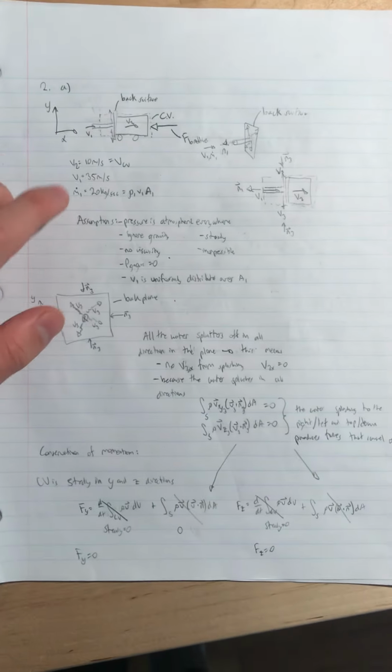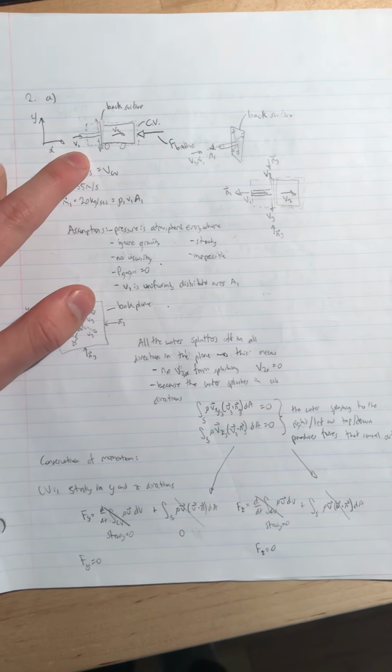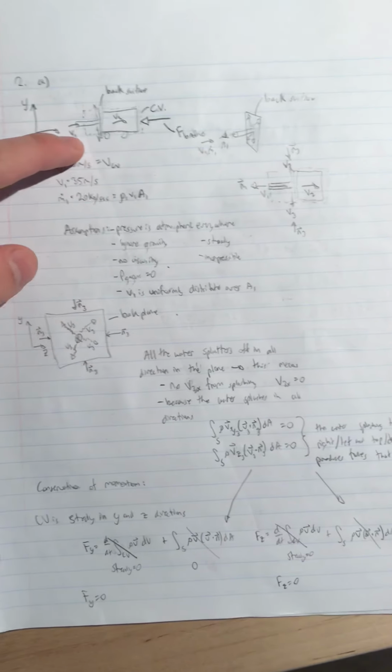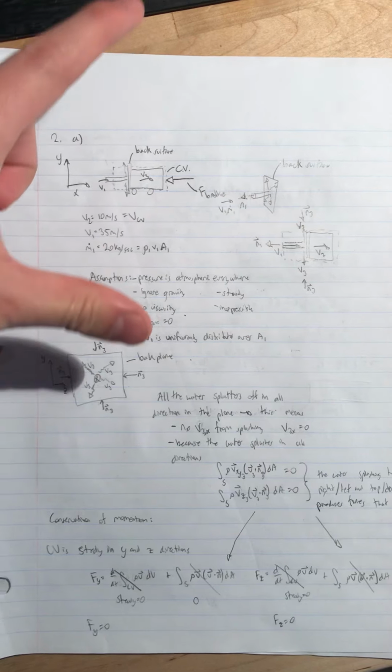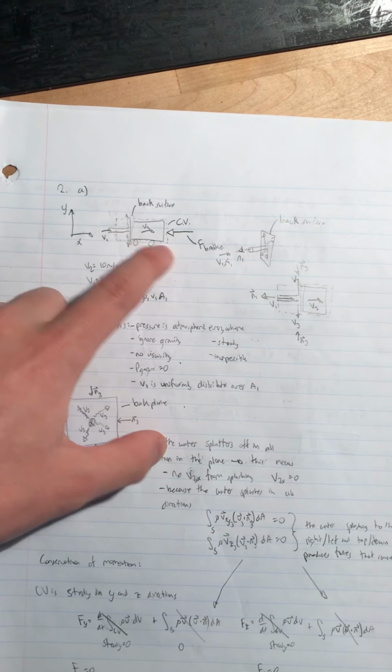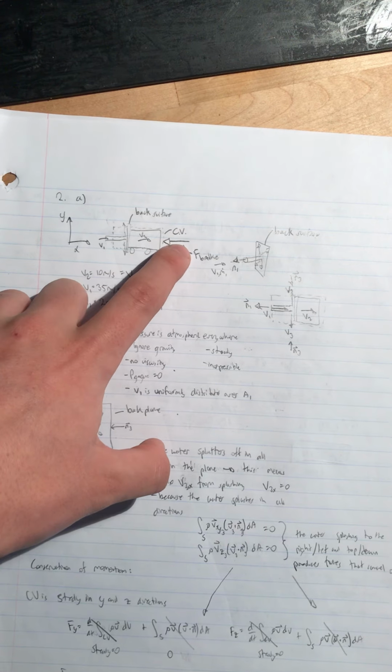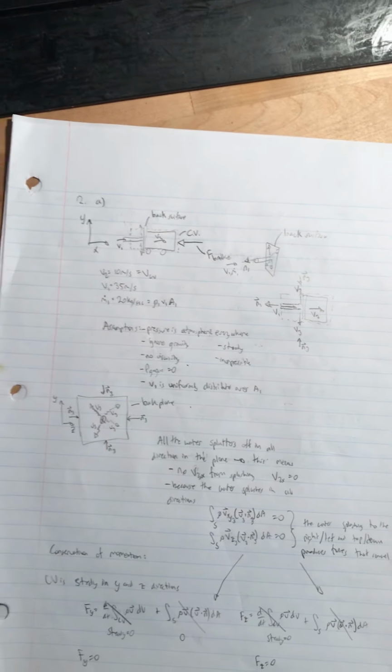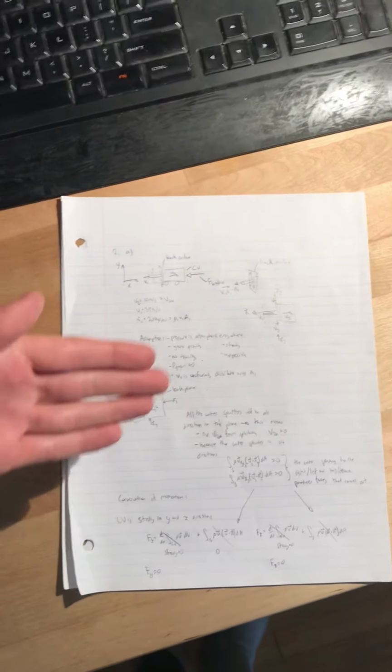So for number 2, what we do is similar to number 1. We set up a control volume, which will be the water entering here, the water splattering out, and of course this cart moving to the right. And this force right here will be pointing to the left because the water will be pushing it to the right and accelerating it to the right.